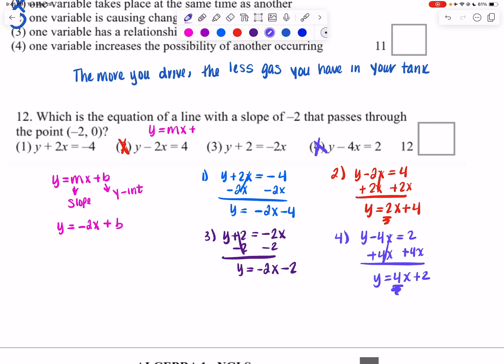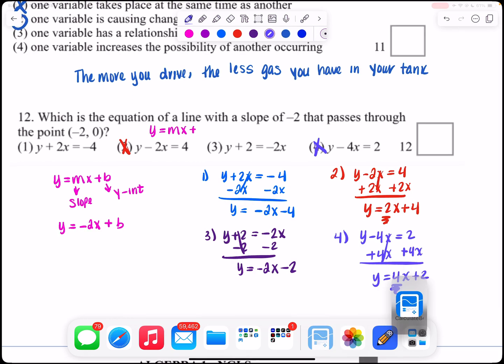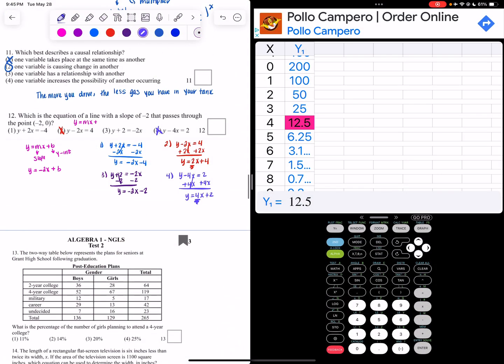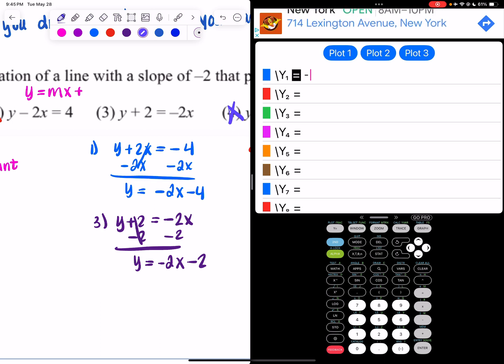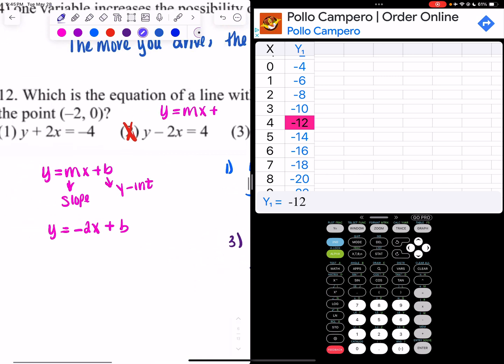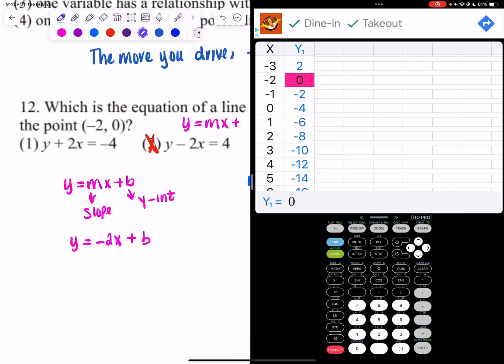Now I'm going to go to y equals. I'm going to type in choice 1's rearranged form to see if (-2, 0) lies on it. So I'm going to go to y equals and type in -2x minus 4, hit second graph. And if I look at -2, I do get 0, so it is going to be choice 1.